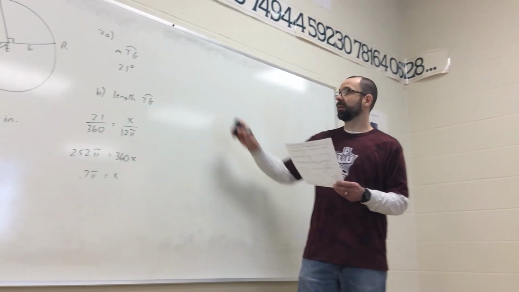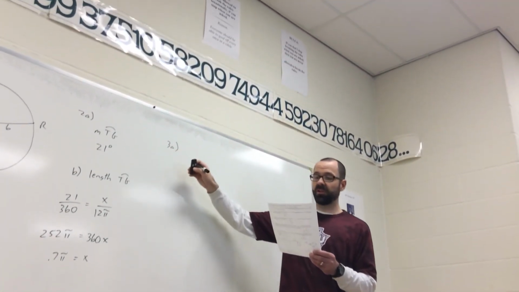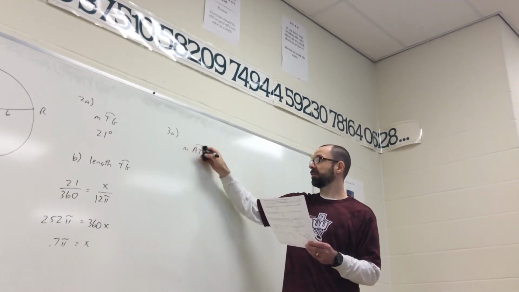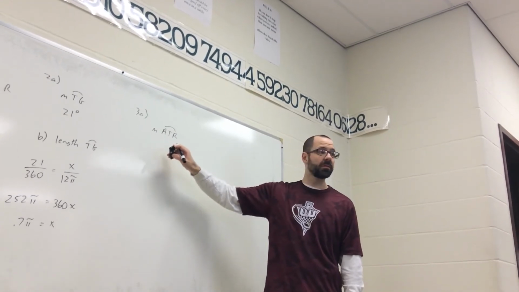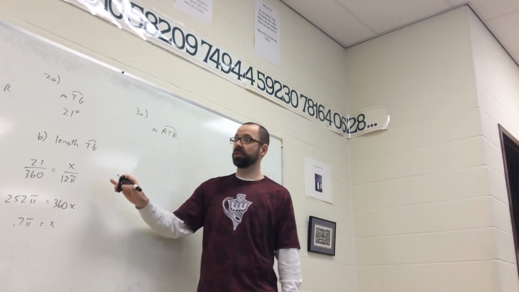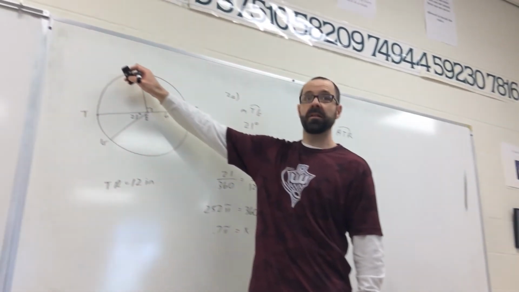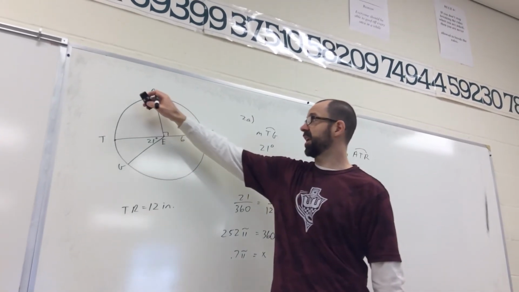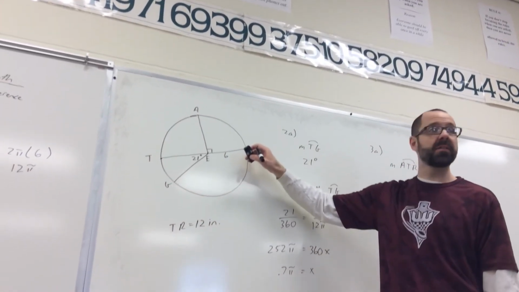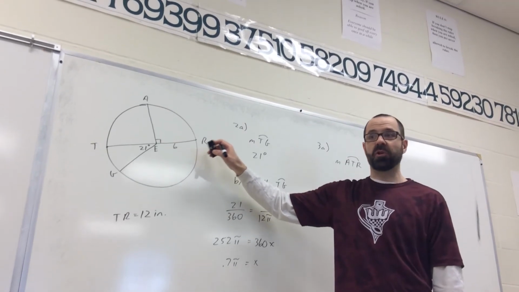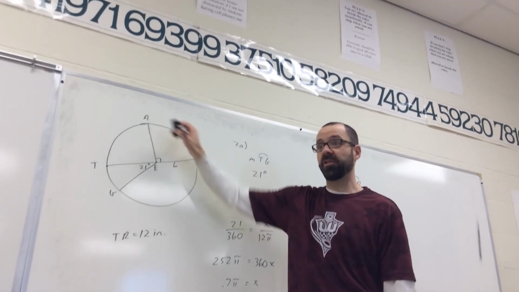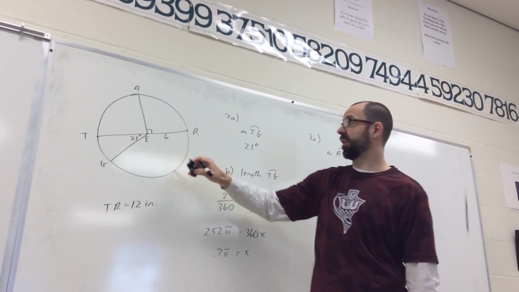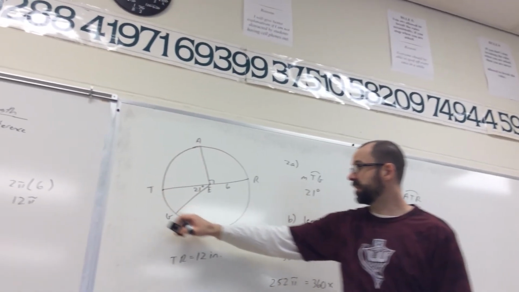All right. So now for number 3, we're going to look at the measure of ATR. So this time I'm going to go from A through T to R. What kind of an arc is that called if it's really big like that? It's called a major arc. If we went the short way, it would be a minor arc. But since we're going the long way, it's a major arc. Okay, so how many degrees is it from A to T to R?